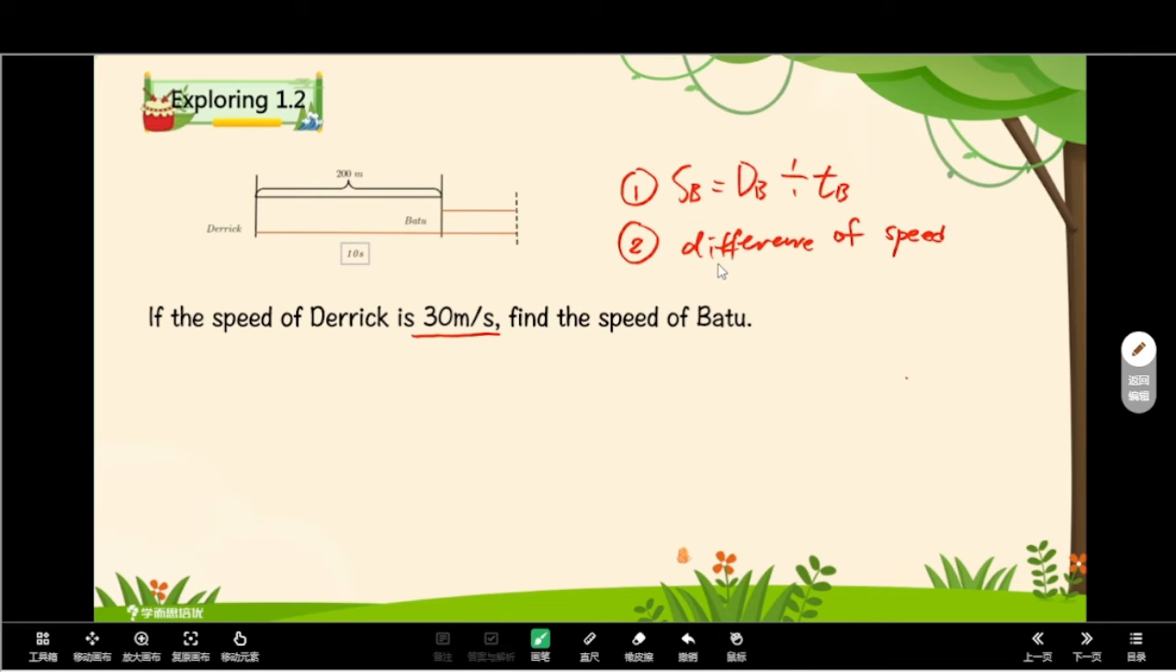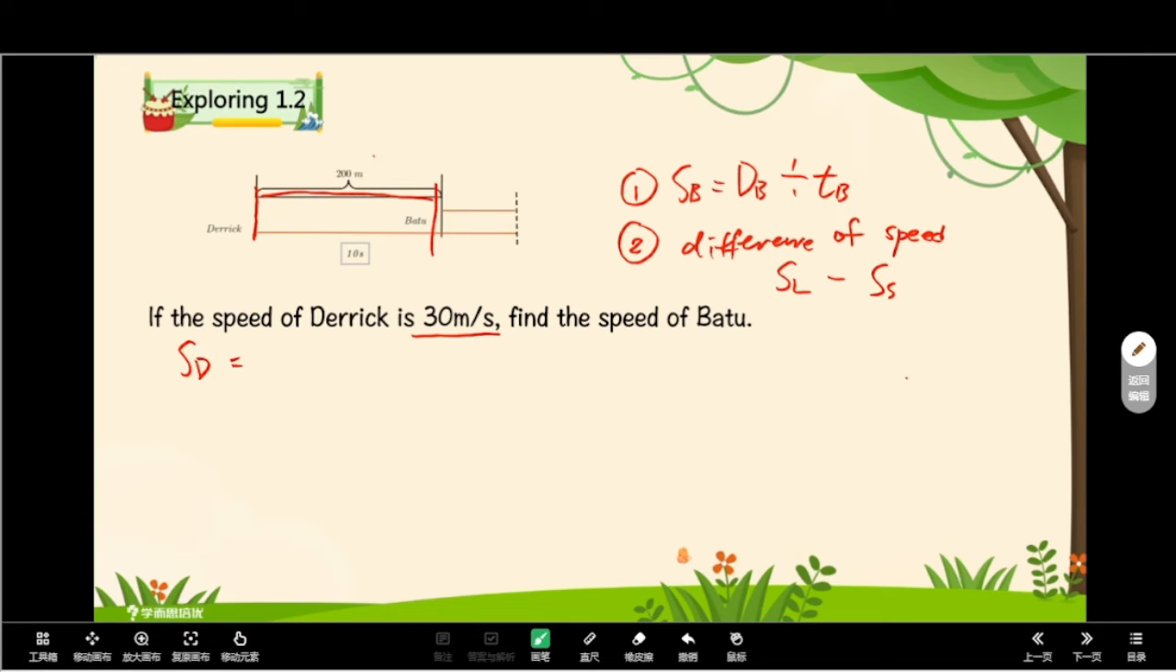And if we need to find out the difference of speed, we always use the larger speed minus the smaller speed, right? So in this question, let us find out the difference of speed together. Let's see the diagram. Which one is the difference of speed? Which part? Yes, this part is the difference of speed, right?